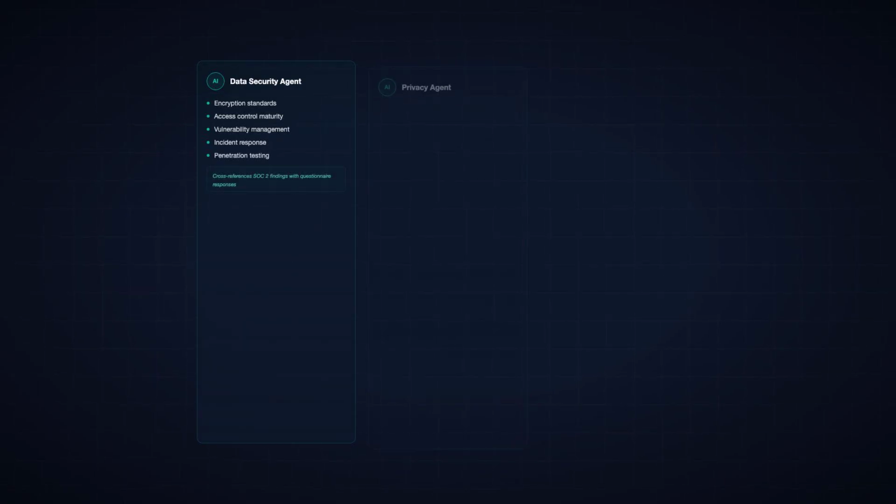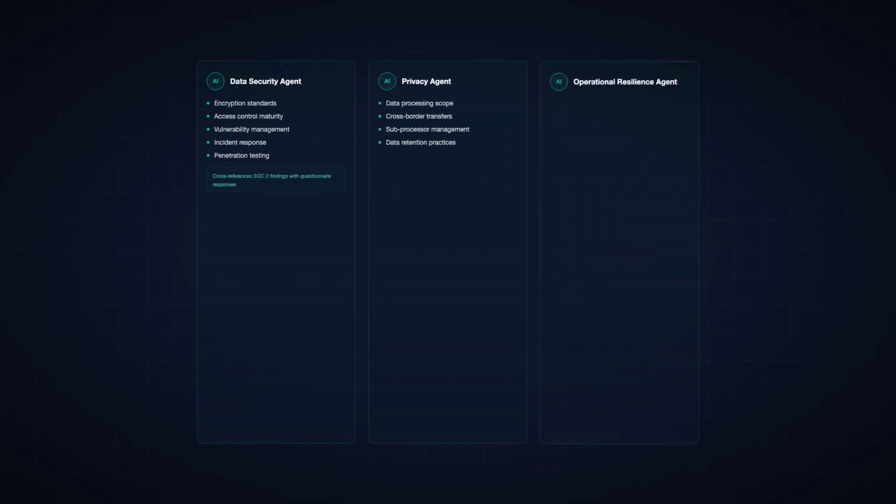The AI data security agent evaluates encryption standards, access control maturity, vulnerability management cadence, incident response capabilities, and penetration testing frequency, cross-referencing questionnaire responses with SOC2 findings and identifying inconsistencies. The AI privacy agent evaluates data processing scope, cross-border transfers, sub-processor management, and data retention practices.